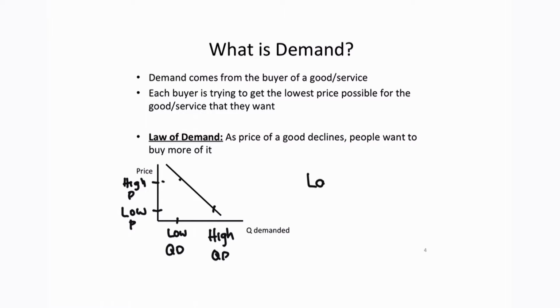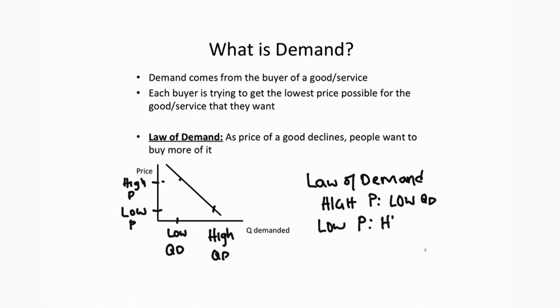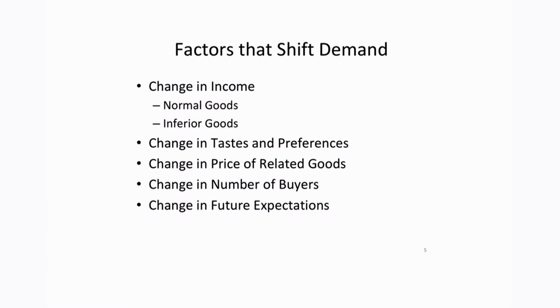So the law of demand is going to tell us that at a high price, we have a low quantity demanded, and at a low price, we have a high quantity demanded. Therefore, the law of demand is going to illustrate a negative relationship between price and quantity. There are certain factors that are going to cause a shift in the demand curve.